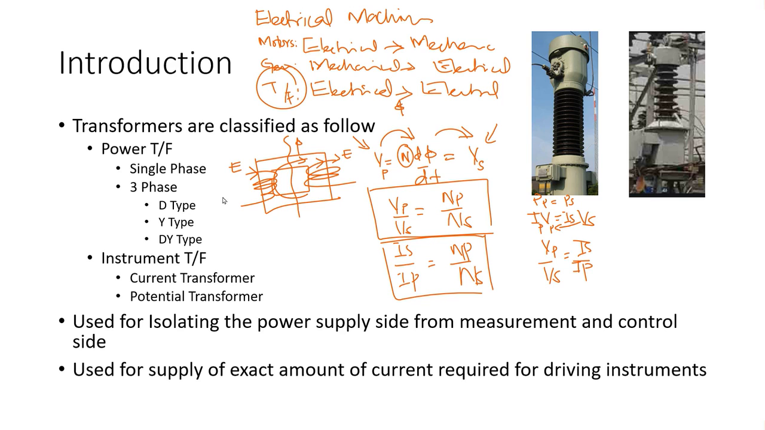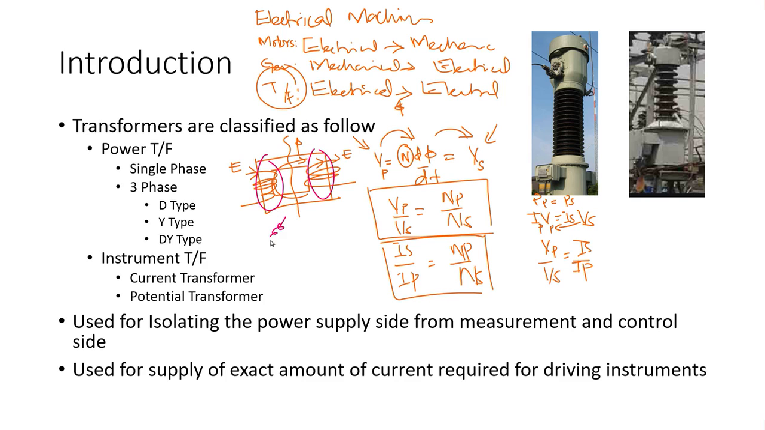Okay, so it can be single phase like this core that we have drawn here, or it may be three phase. In that case we will have 3 primary and 3 secondary. So 3 phase can be a delta connected 3 phase, a Y connected 3 phase, or a DY connection.